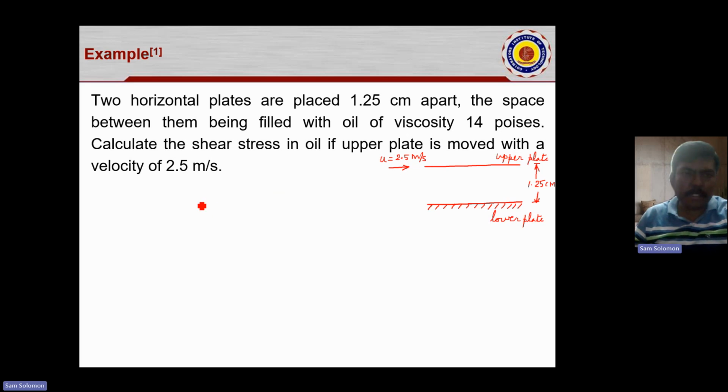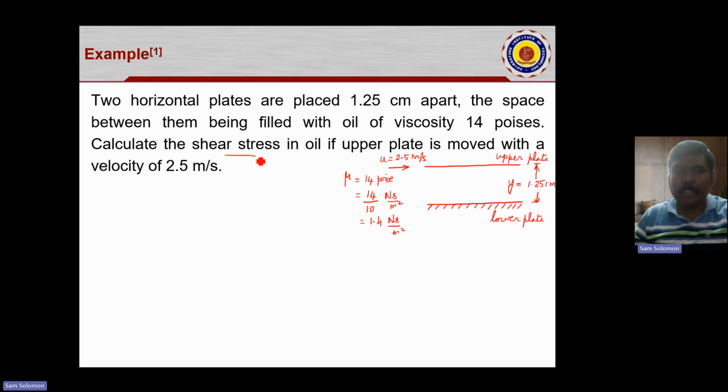So if we write down the given details over here, U is 2.5 meter per second and Y is 1.25 centimeter, which can be written in meters as 0.0125 meters. And the value of the viscosity that is given is 14 poises. So we have to divide it by 10 to convert it to Newton second per meter square. So that is 1.4 Newton second per meter squared. Okay, so these are the details that are given to us.